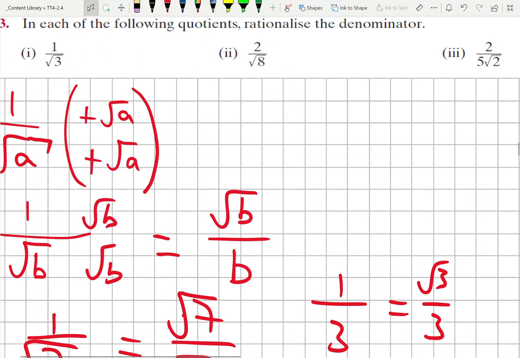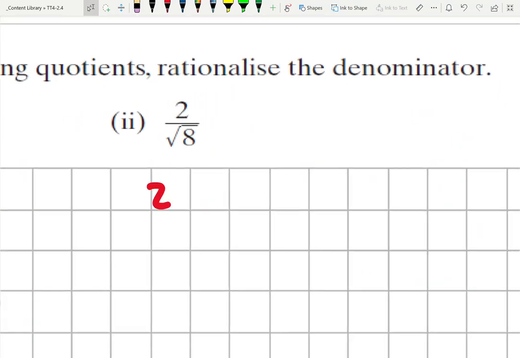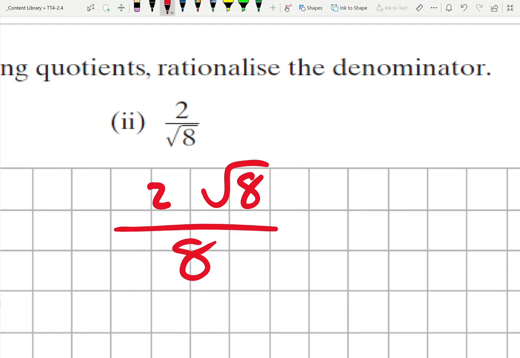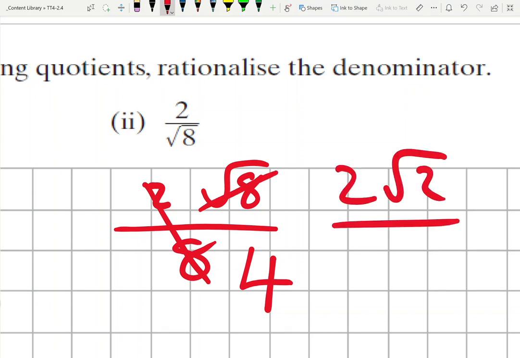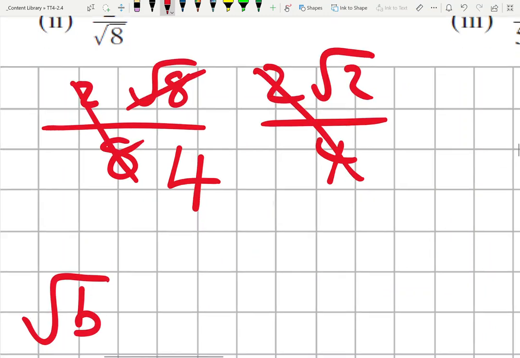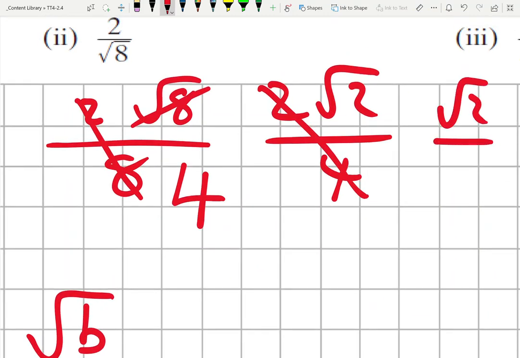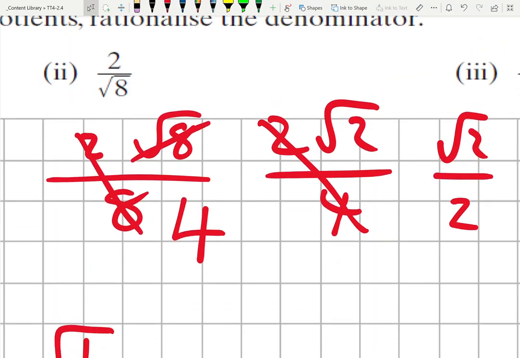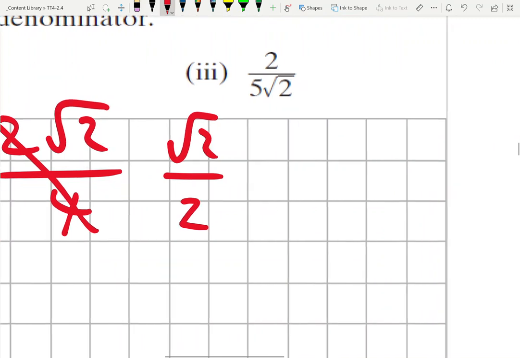So you can do that here to 2 upstairs as well. Bring up the square root 8 and bring down the base. Okay, now there's more to be done. 4. And this, of course, is 2 root 2. And finally, we're at root 2 over 2. There were other ways of navigating that as well. But it's as if that square root will go away and go up here. And you'll have 2 root 2 over 10.